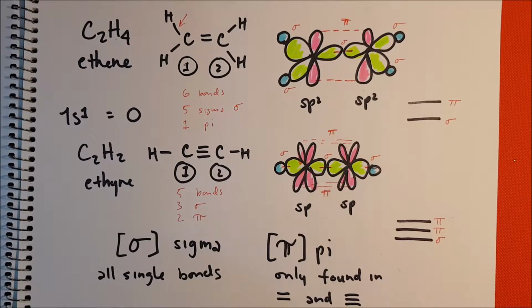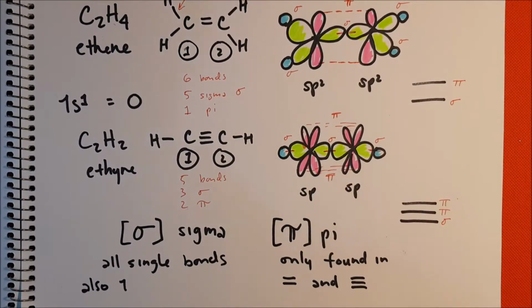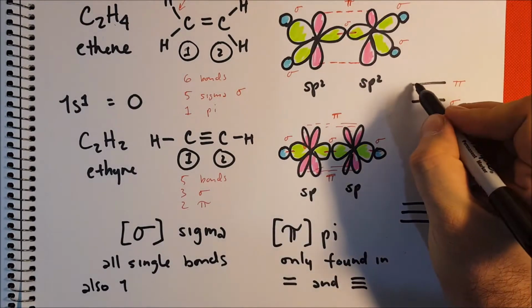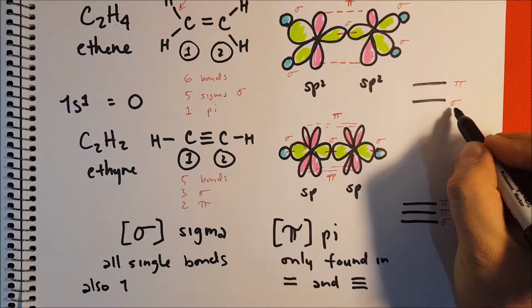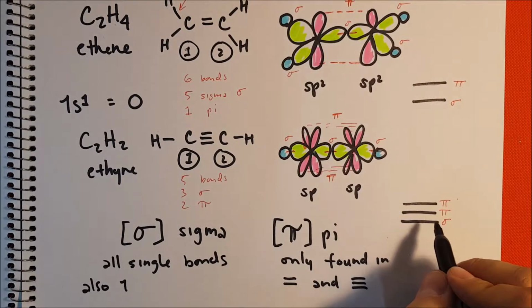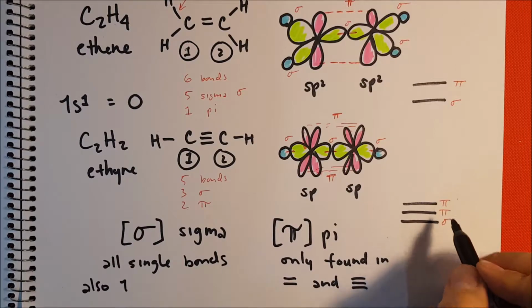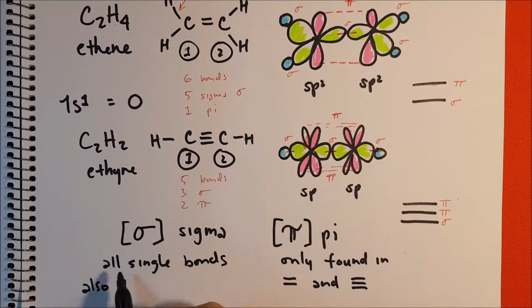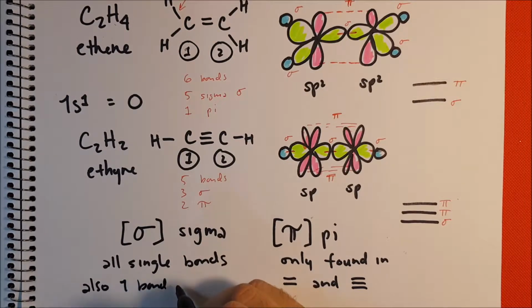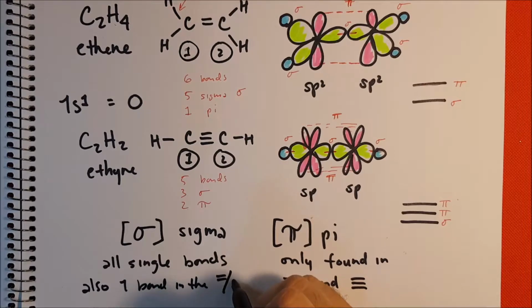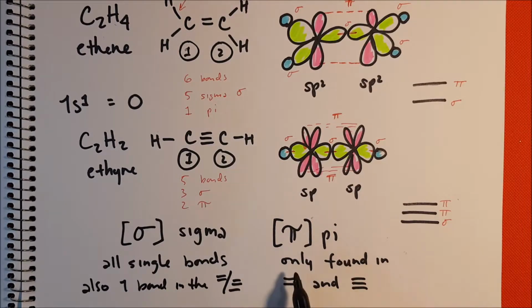So once again, to have a recap of what we're analyzing here, remember the double bond is made of 1 sigma bond and 1 pi bond, and the triple bond is made up of 2 pi bonds and 1 sigma bond. So in other words, all single bonds found in a molecule are sigma, and also 1 bond in the double bond and the triple bond is sigma. And pi bonds are only found in double and triple bonds, where a double bond has 1 pi, and a triple bond has 2 times pi, right?